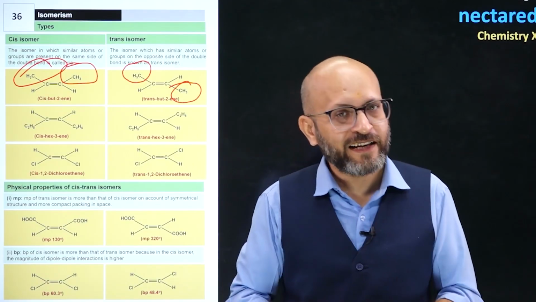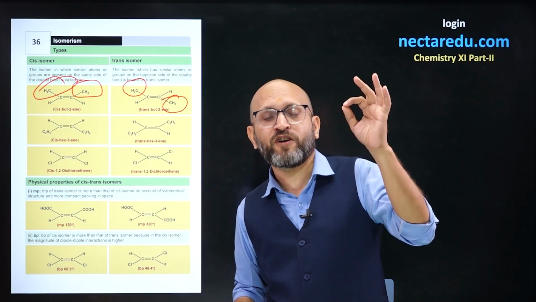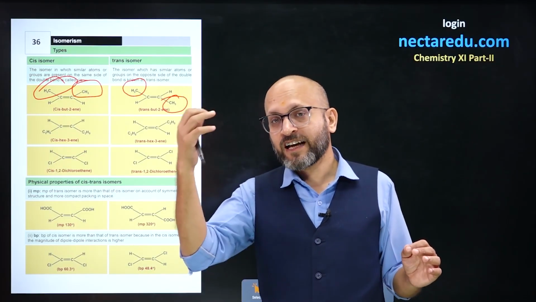So what we have learned here: melting point is high for trans, stability is high for trans, boiling point is high for cis, dipole moment is high for cis.